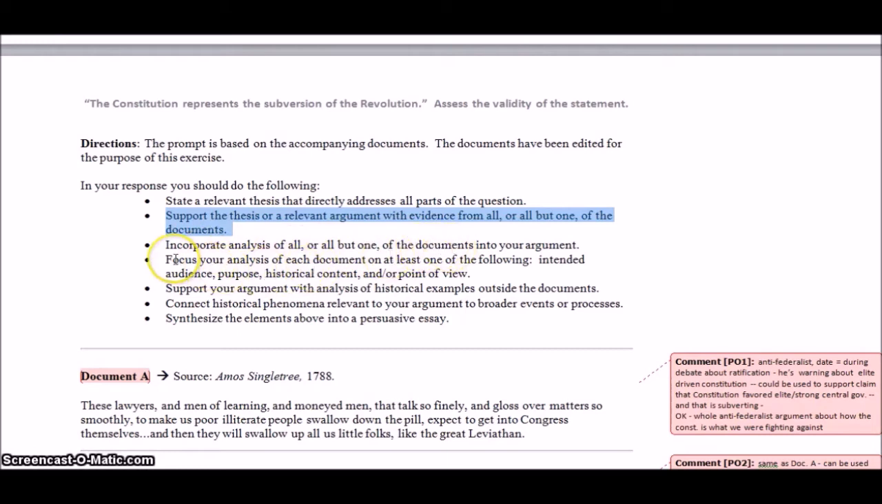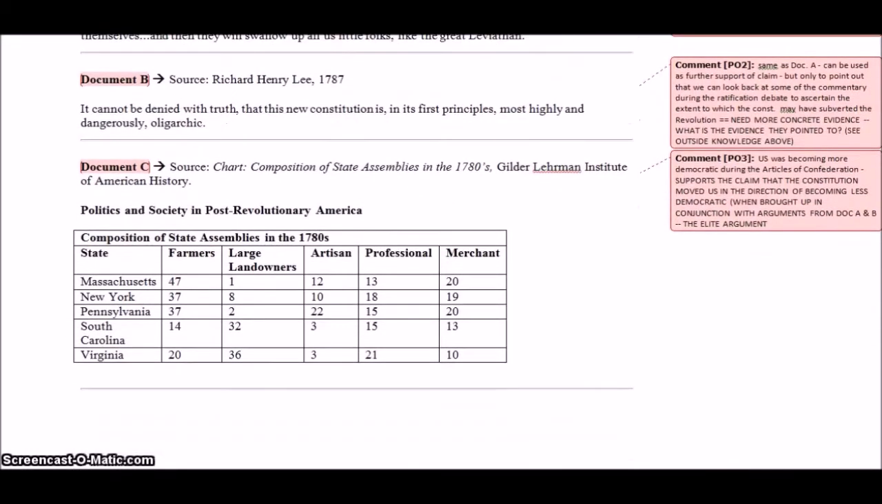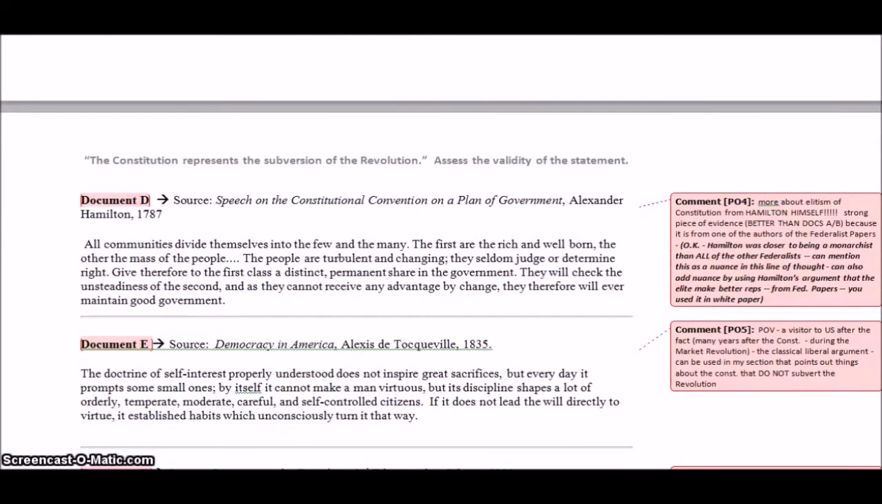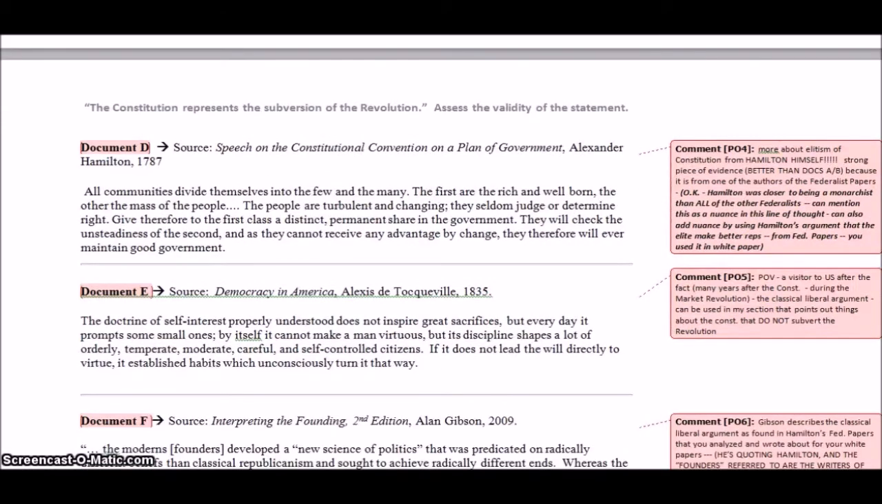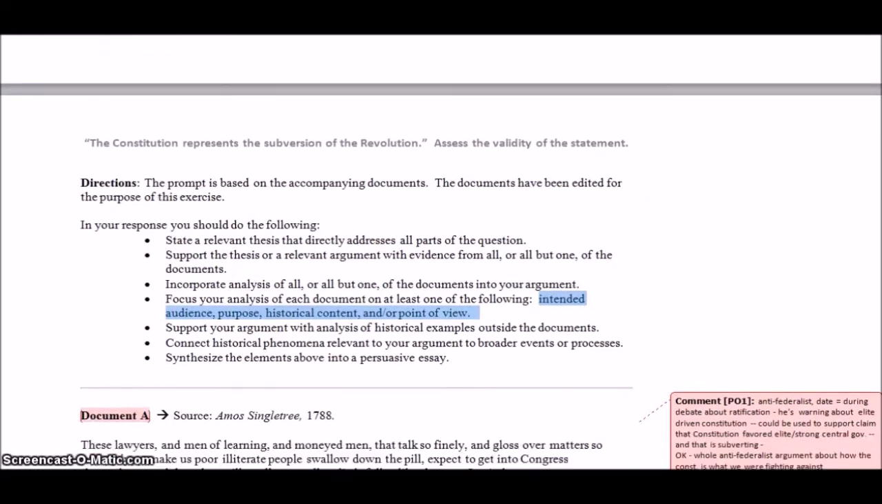You are to incorporate all of them, or all but one, of the docs into your argument, and kind of implicitly within your usage of the docs, you are to show that you understand one of these 4 things: the intended audience, the purpose, the historical content, and or the point of view of the author of the doc. Now, when I'm going over these 7 docs, and I'm going to be posting this document online as well next to the video, I'm not going to say, well, the point of view here is, the context here is. It'll be implicit in what I write about each of the documents, as it should be implicit in what you write in the essay.